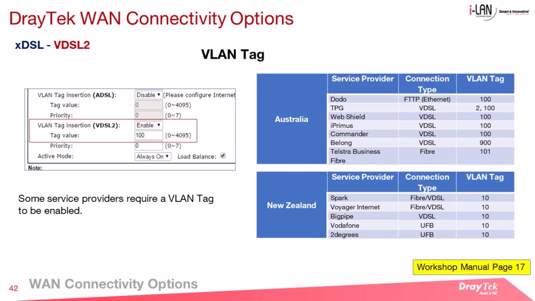Some service providers require a VLAN tag for the WAN connection. So this table here shows the most popular ones for Australia and New Zealand. Most of the time they use a VLAN tag of 100 in Australia, but there are a couple of exceptions. TPG sometimes uses 2. Belong Internet is 900. Telstra Business Fibre uses 101.